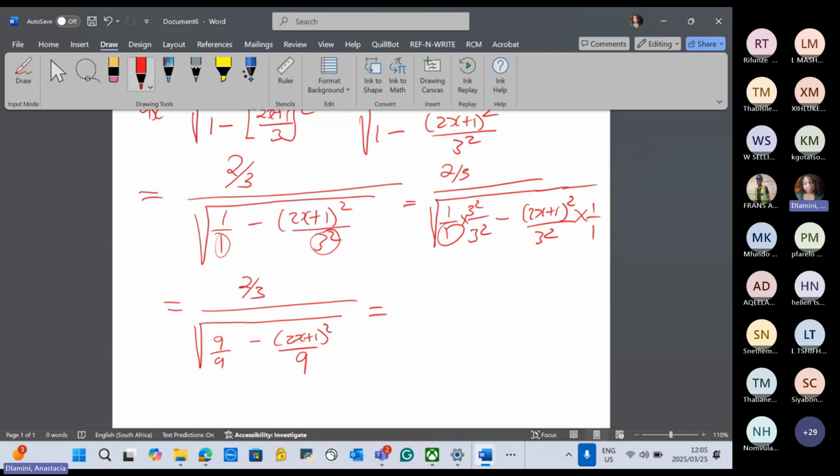Yes. So we are doing it differently compared to how they're doing it in the study guide. Do you see that? So now this is 2 over 3 divided by the square root of 9 minus, let's simplify this, over 9. We know that this will be over 9. Let's simplify this. What will be inside now? It's going to be 4x squared plus 4x plus 1.